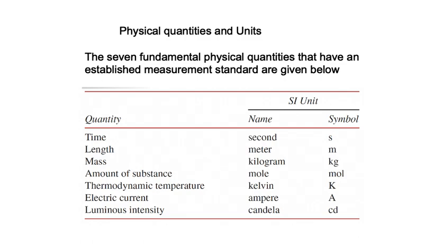Generally there are seven fundamental physical quantities that have established measurement standards. For time, which is a very fundamental quantity, the unit is the second, and then you have length. The unit of length is generally a meter. Mass is generally measured in kilograms. Amount of a substance is something that you might come across in chemistry or later on in atomic and nuclear physics, and that is given in terms of moles.